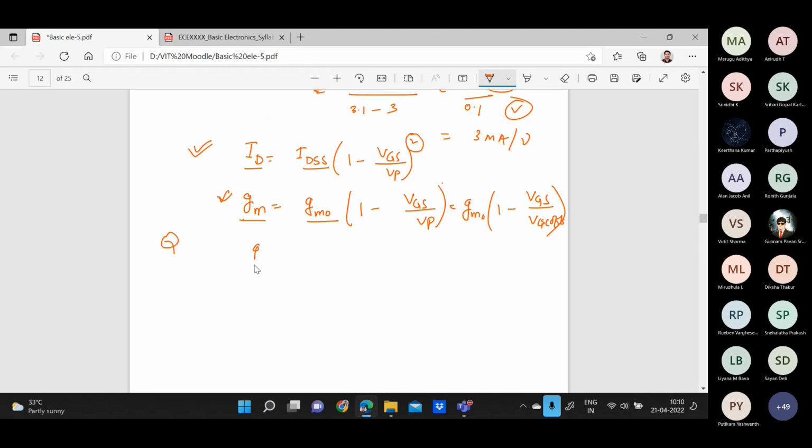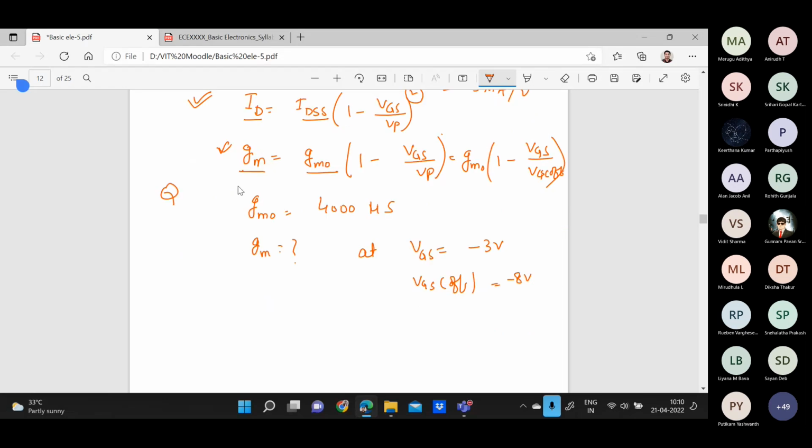They said that GMO, that is the offset, they directly gave us 400 microseconds. And they said to find out the value of GM where VGS is equal to -3 volts and VGS offset, or pinch-off voltage, is -8 volt. Can you tell me the value of GM? Apply this formula and tell me the answer.